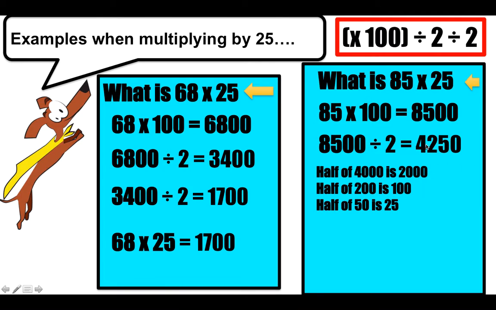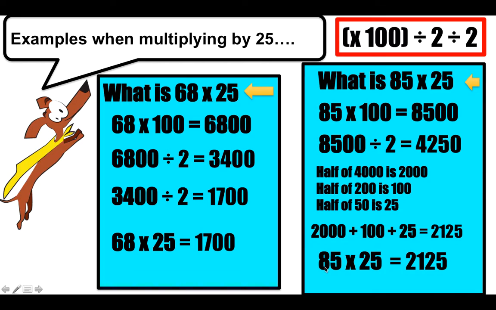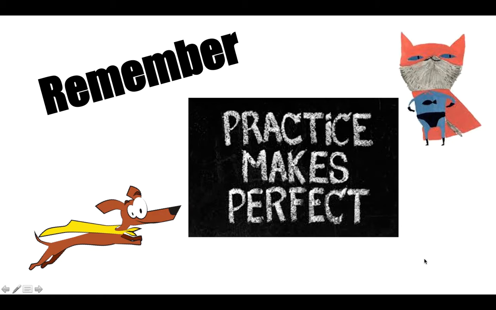Now, maybe 4,250 is a tricky number to find the half of, but again, let's partition it. So we've got 4,250. Half of 4,000 is 2,000, half of 200 is 100, and half of 50 is 25. So let's add those numbers back up together. 2,000 plus 100 plus 25 is 2,125. So our answer here to 85 times 25 is 2,125. So that's a really, really quick overview of some of the strategies that we've been using this week.